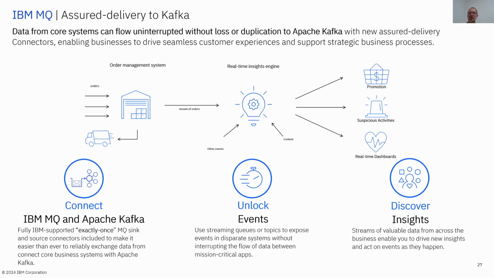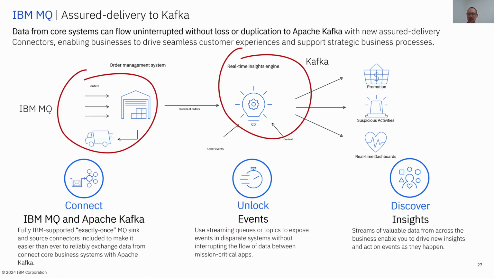You get this picture here, where you have your order management system, which would be based on MQ, and you have a real-time insights engine that would likely be based on Kafka. And the question is, how do we get a copy of the data moving through MQ into Kafka? Animation now, and the answer to that is connectors.